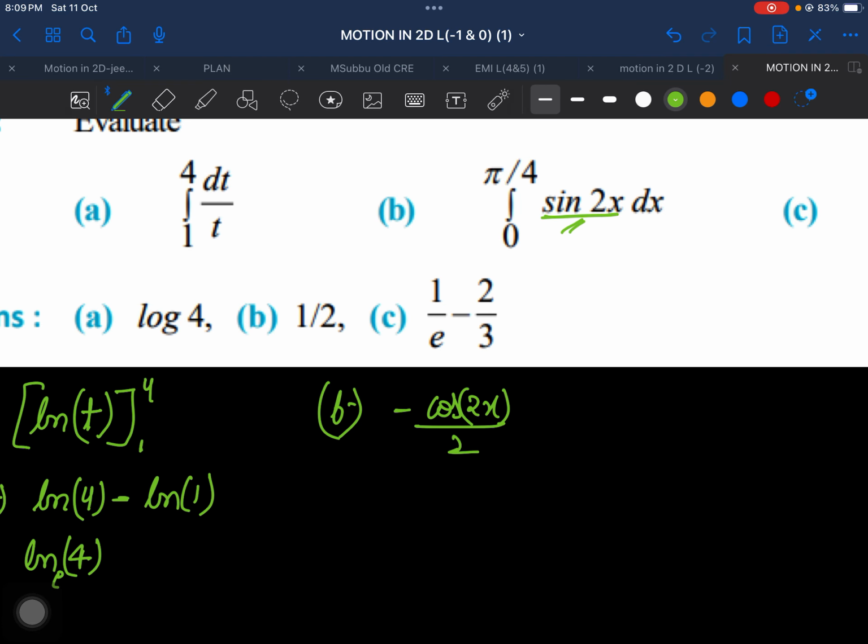If we have to differentiate this, then we have to use the chain rule, but there is no chain rule kind of thing in integration. There is one simple concept: you have to divide by the coefficient of x. All right, students, then you have to put the limits.